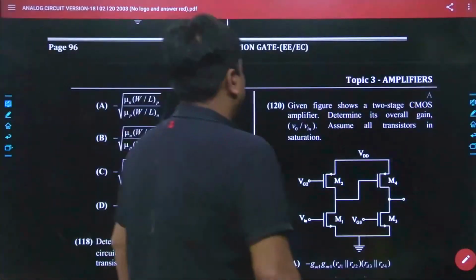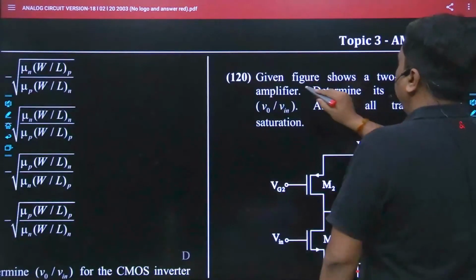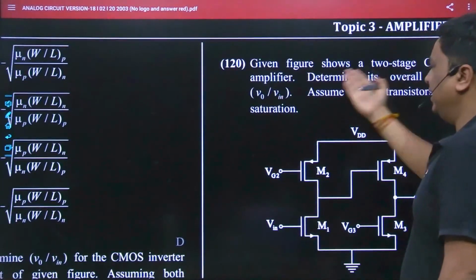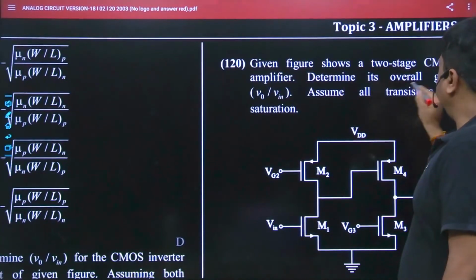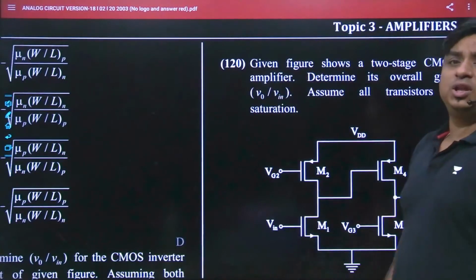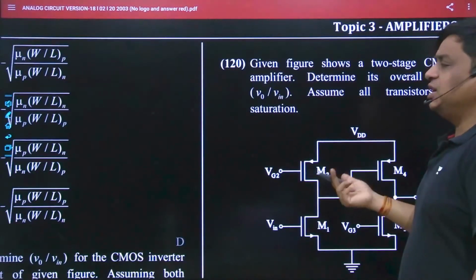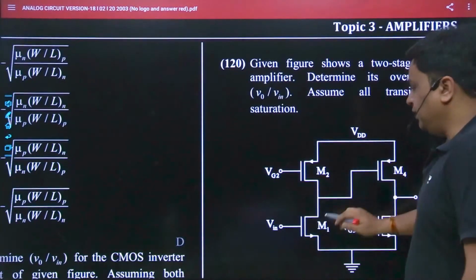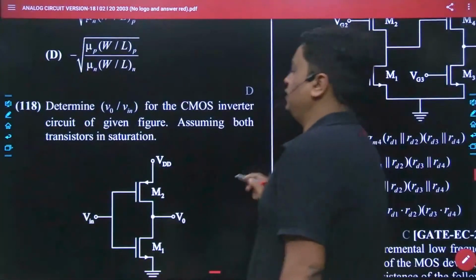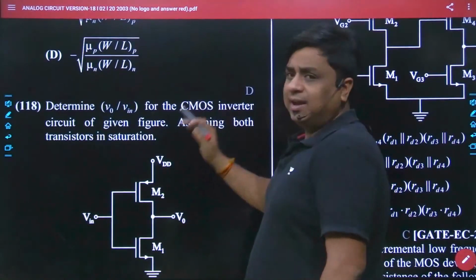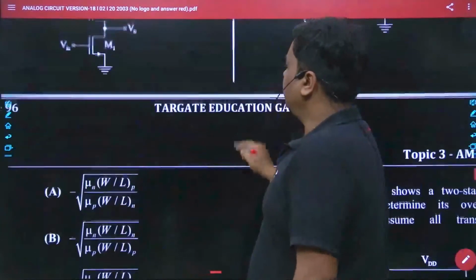देखिए प्रॉब्लम्स के वैरायटीज कैसे हो सकते हैं. देखिए, given figure shows a two stage CMOS amplifier. ये आपके लिए बहुत बड़ा area of concern नहीं है, ठीक है. Determine its overall gain. It had been talking about the output versus input voltage. So obvious बात है, ये voltage gain के बारे में बात कर रहा है. We had to take its AC equivalent. Same goes with this question as well. Determine output versus input ratio for the CMOS inverter. Again, it has been a problem of AC analysis.